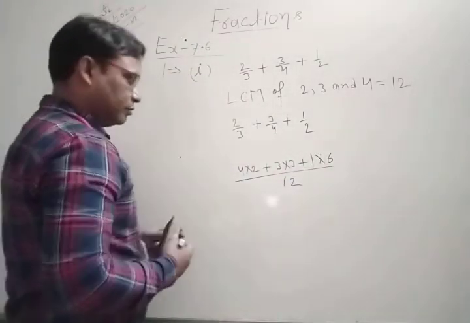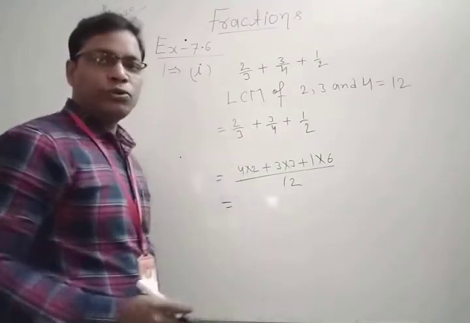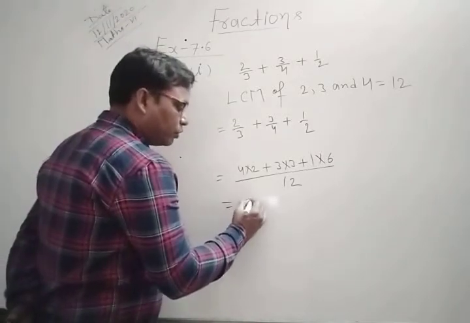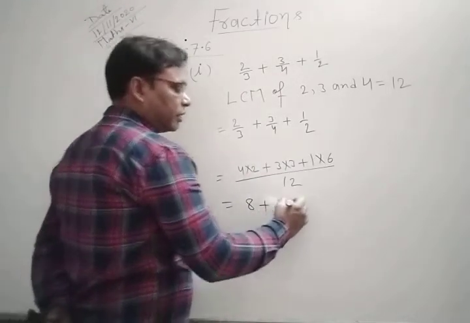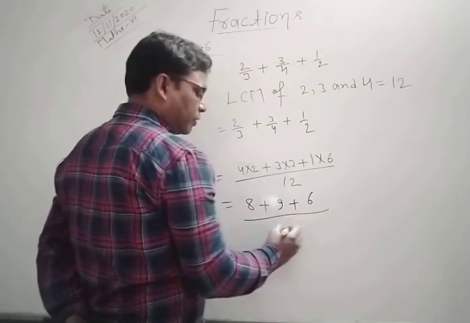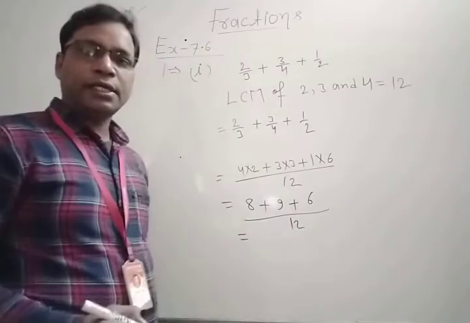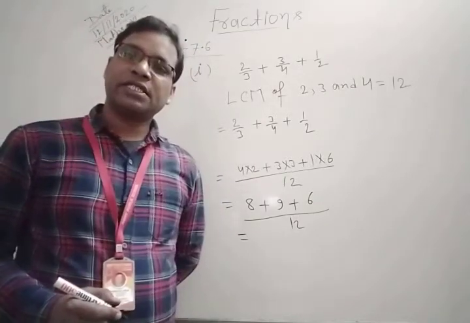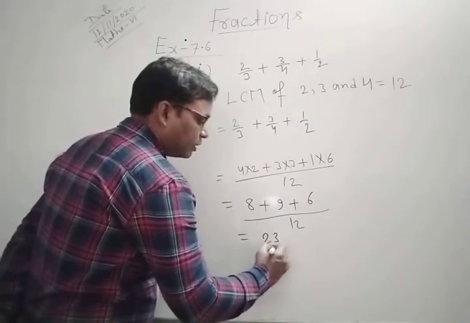Now we know 4 into 2 is equal to 8, plus 3 into 3 is equal to 9, plus 1 into 6 is equal to 6, divided by 12. If you add them, 8 plus 9 is 17. 17 plus 6 is 23. This is equal to 23 by 12.